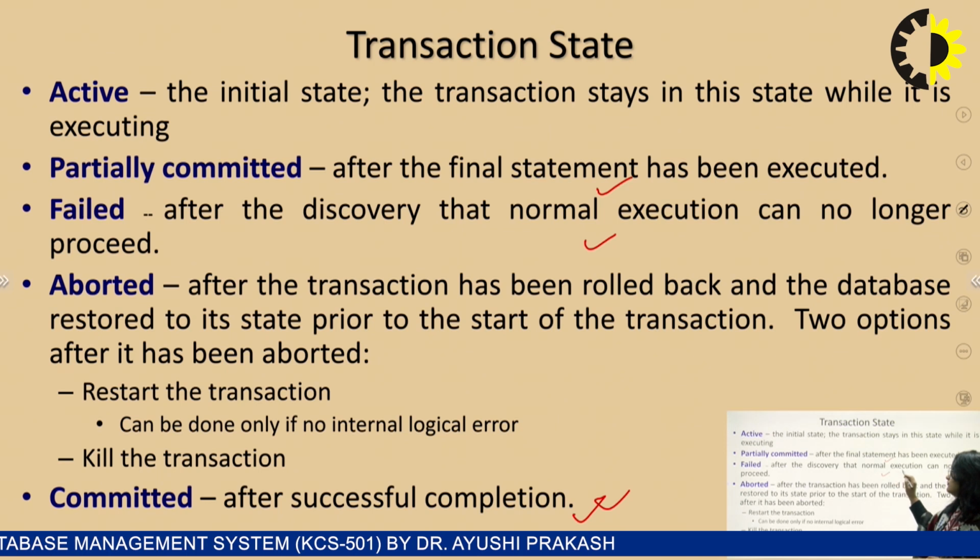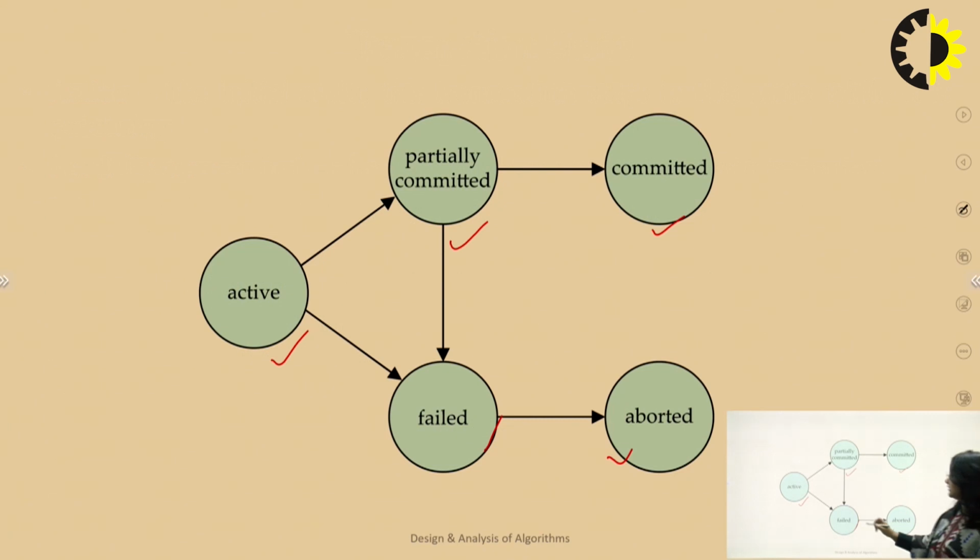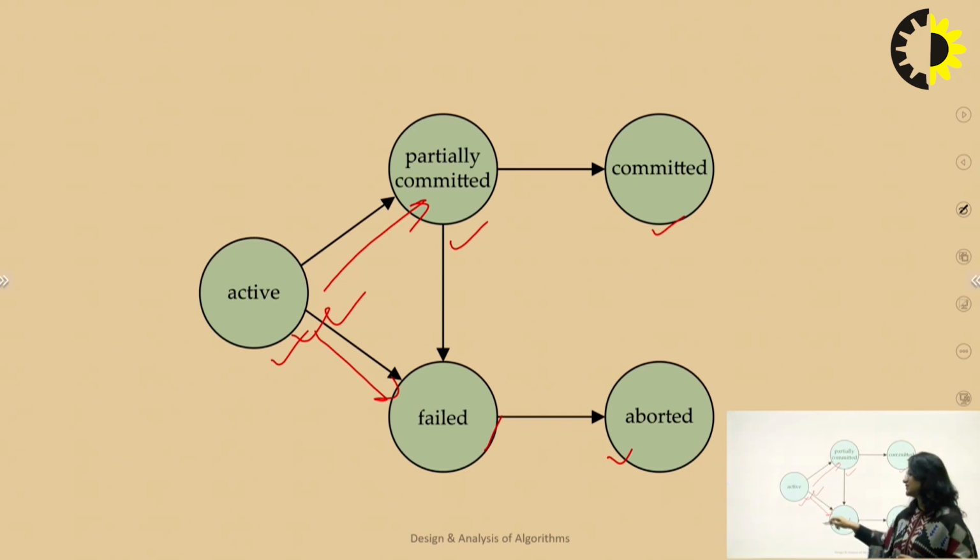Failed is after the discovery that normal execution can no longer proceed. So if a transaction cannot continue normal execution, it has to be failed. We can see here that a transaction in its active state can go to partially committed, meaning the final statement executes, or it will go to the failed state directly, meaning it is not able to do the final statement. Because we say either all or none, if any problem occurs before that, it has to be failed.